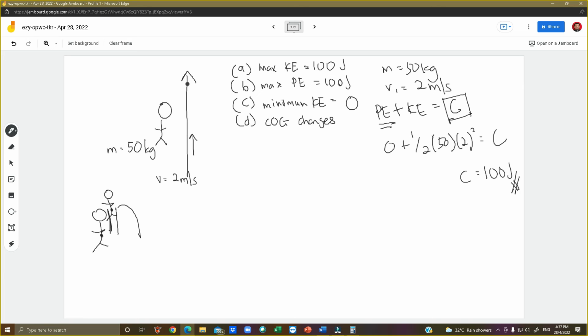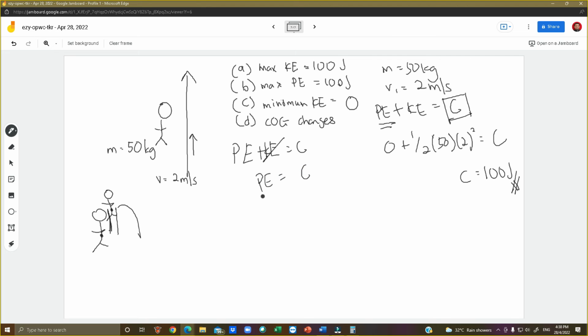Jadi nak cari kat mana PE ni? Dekat bawah ke kat atas? How high? It will be at the top. Saya saja je lukis anak panah ni tinggi. Sebenarnya dia tak lompat tinggi mana pun. Dia lompat sikit je, perubahan COG dia. That is the highest point before it goes down, the apex. So we are going to consult PE plus KE equals to C, where here we are trying to find the highest point, which is the apex. Automatically at the apex, KE kosong. So PE equals to C.